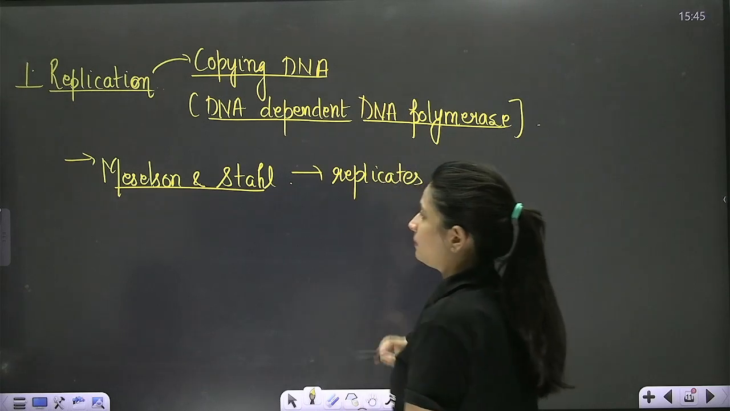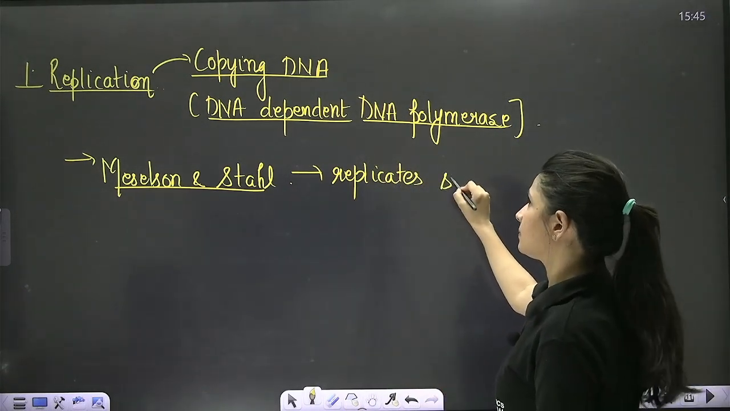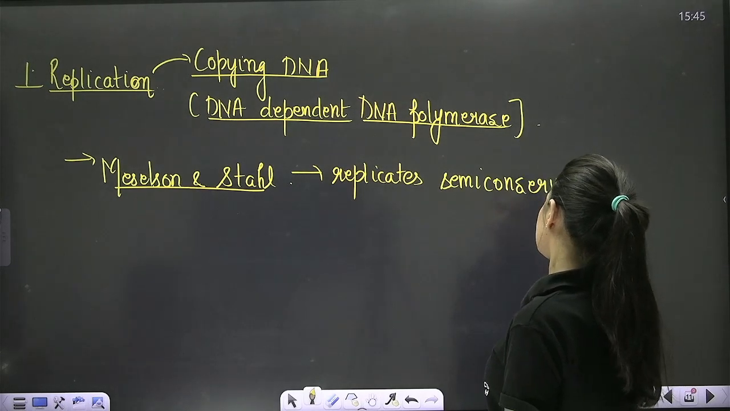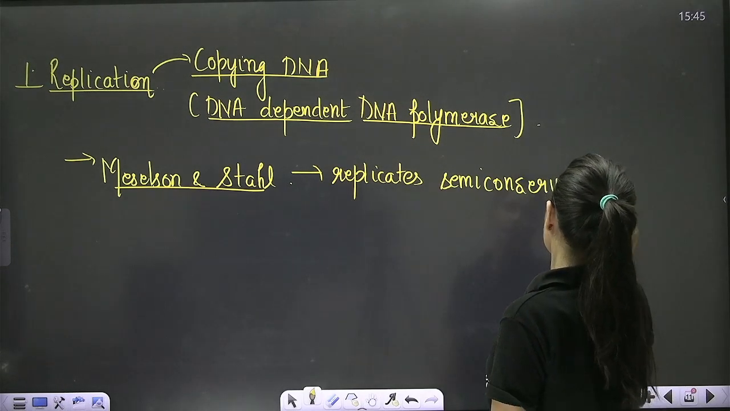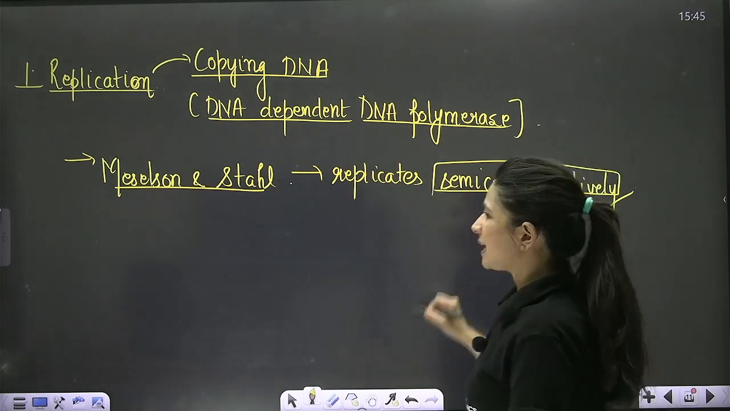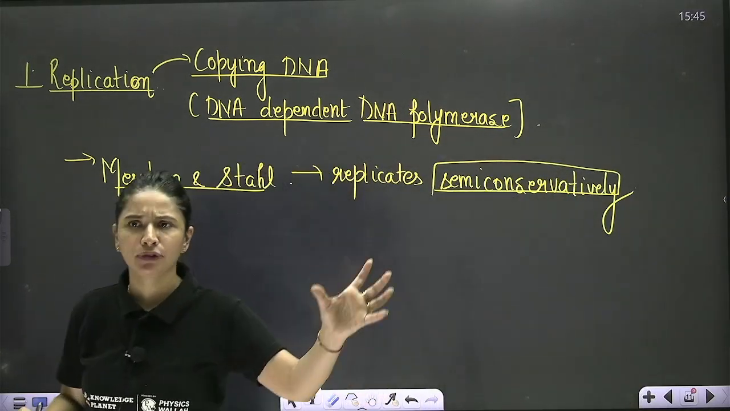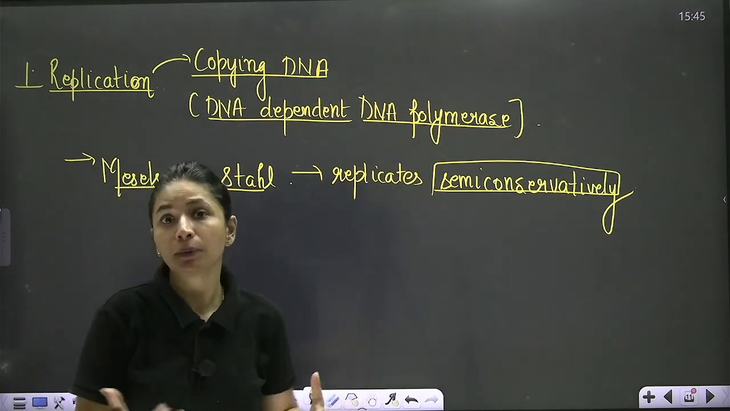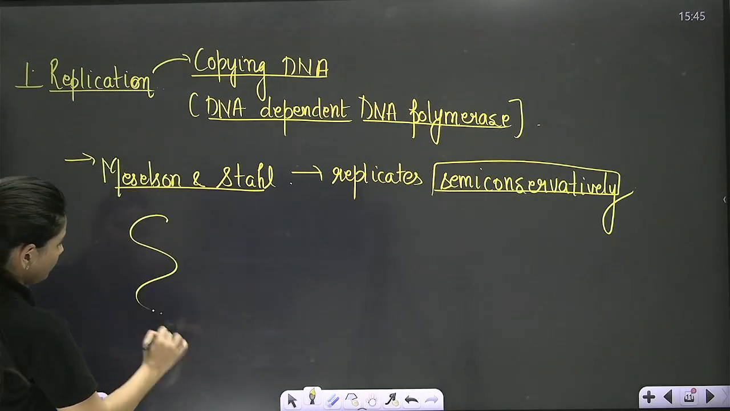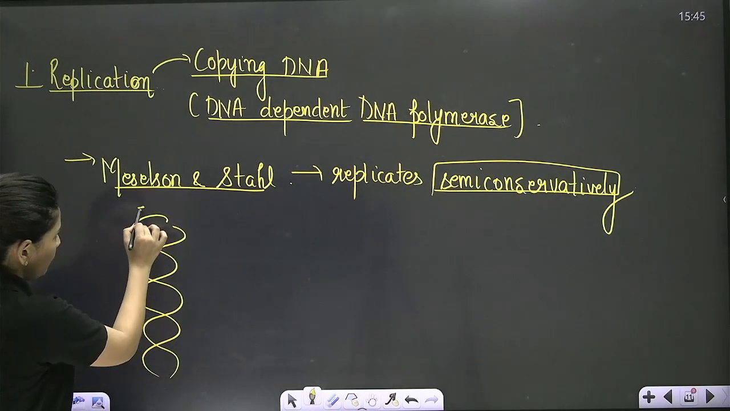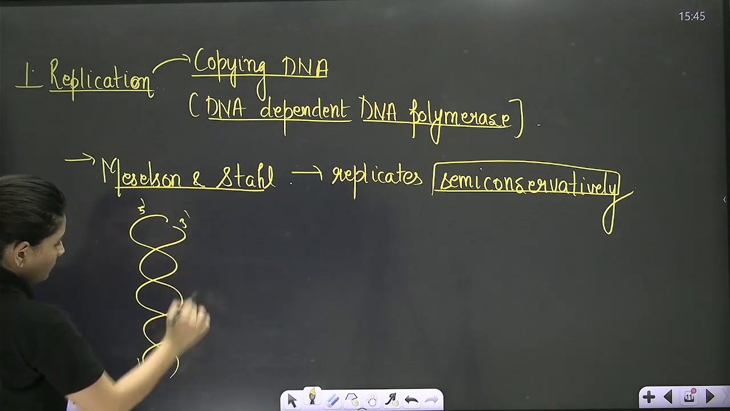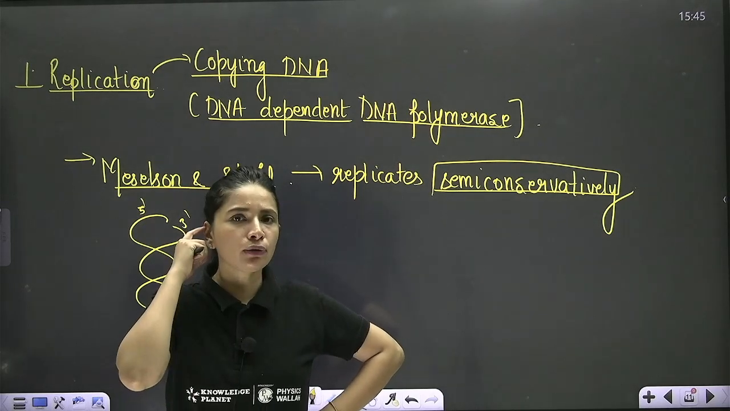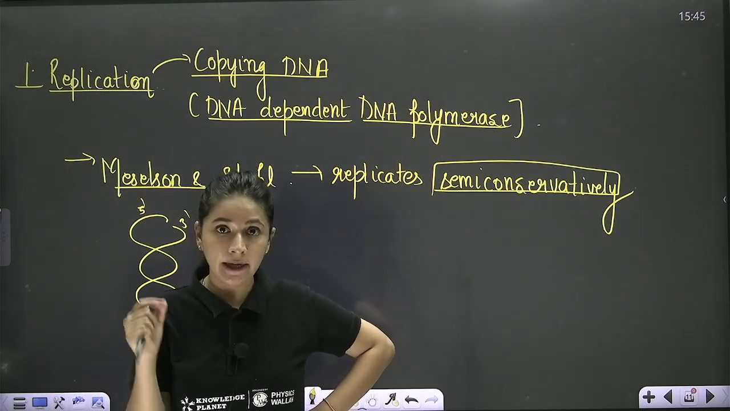According to them, the DNA replicates semi-conservatively. Now, what is semi-conservative? Semi means 50%. Conservation means keeping it as it is, protection. So suppose this is my DNA. These are the two strands of DNA, both running anti-parallel to each other.